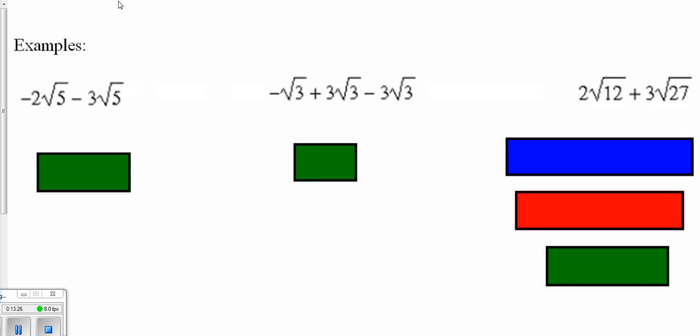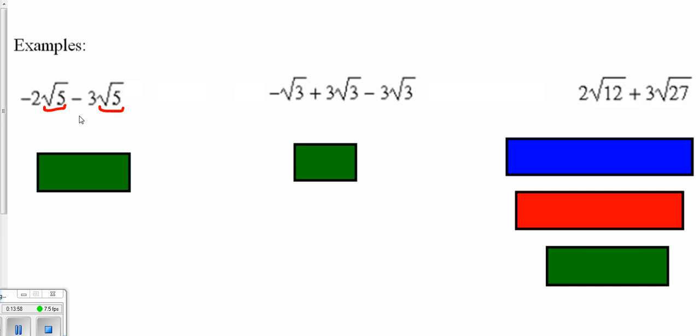So let's look at our first example. We have negative 2 times the square root of 5 minus 3 times the square root of 5. Now notice in both cases, it's the square root of 5, which means we have like terms. You can think of this as like a negative 2x minus 3x. You can combine negative 2x and subtract another 3x from it.